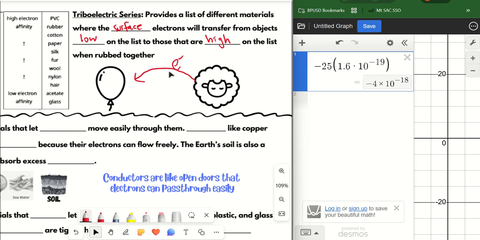And after I rub these together, I'm going to have a net positive charge on the wool because it lost electrons, and I'm going to have a net negative charge on the balloon because it gained electrons. Now when those electrons go onto the balloon, they're actually going to spread out evenly amongst the surface so they can get as far away from the other excess negative charges as they can.